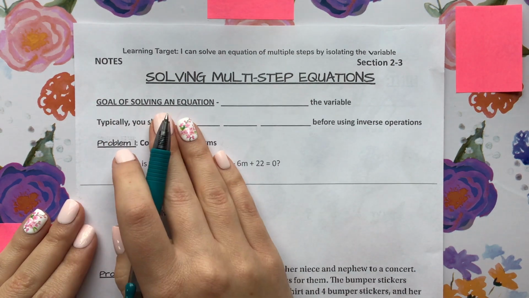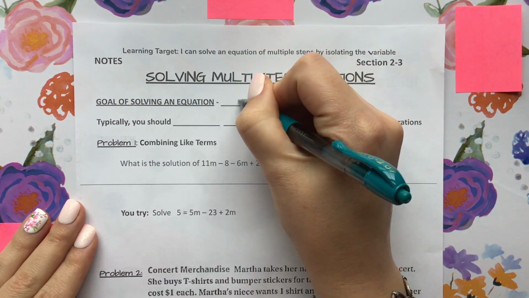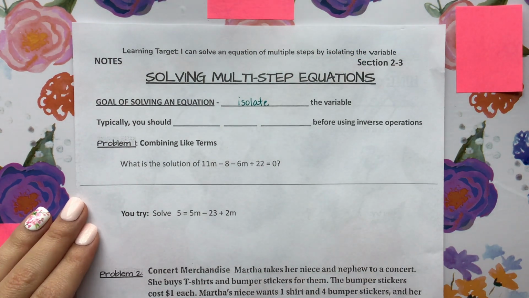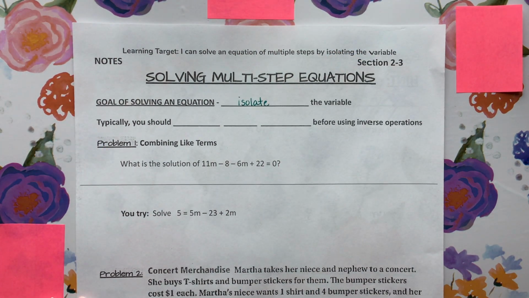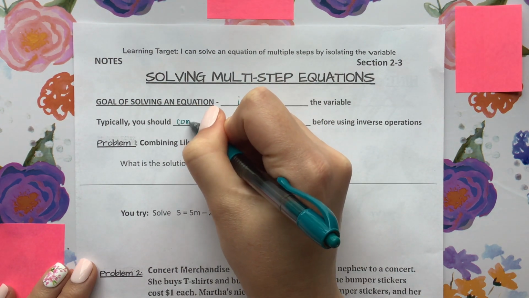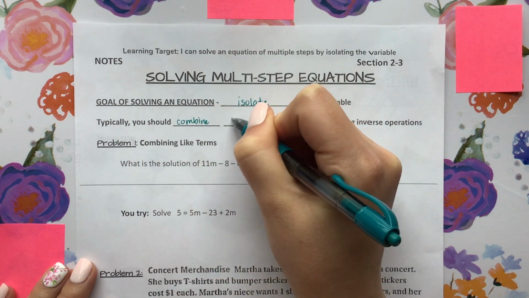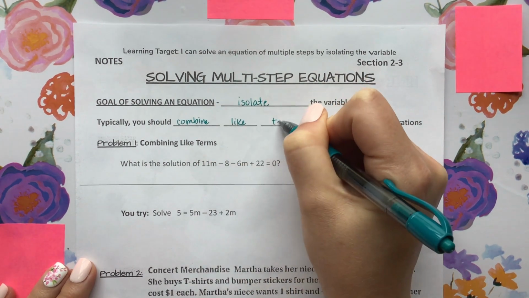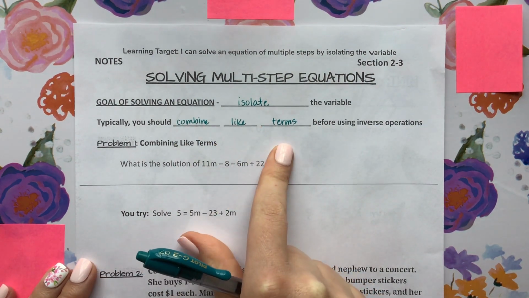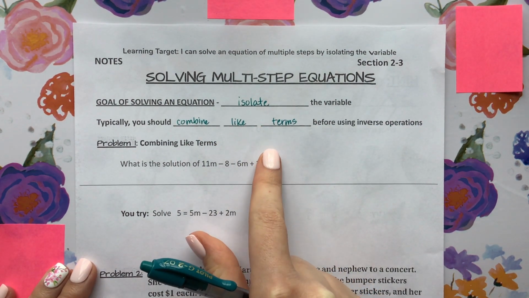So when it says solve an equation, that's the goal. You want to isolate the variable. Now with these multi-step equations, sometimes one of the steps is something called combining like terms. So before you do any type of inverse operation, typically you should combine like terms. Now remember, when we're combining like terms, they have to be the same letter with the same exponent on them as well.